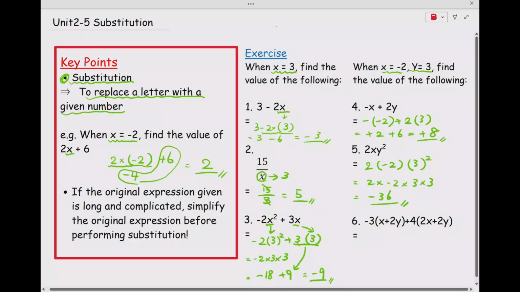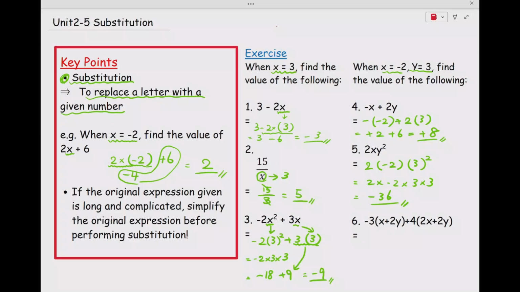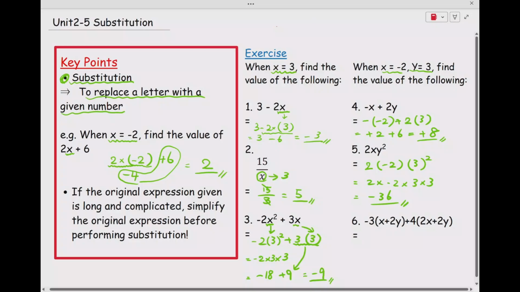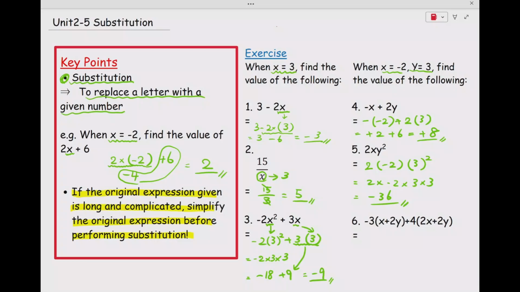Number 3. Minus 3 brackets x plus 2y, plus 4 brackets 2x plus 2y. It is the same for this question. Just replace the given numbers with the corresponding letters. However, I want you to look at a key point here for a moment. If the original expression given is a long and complicated one, then you should first simplify the original expression before substituting them. This is very important, so keep it in mind.